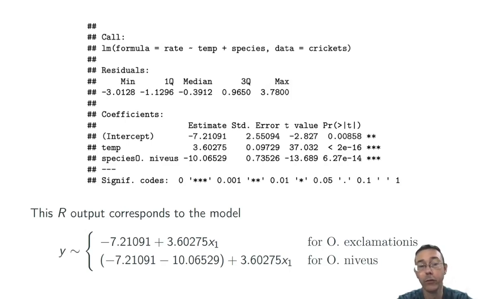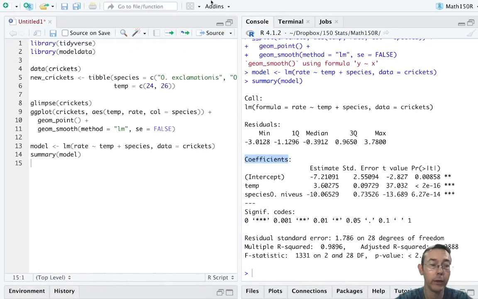So overall, we have this model. For O. exclamationis crickets, negative 7.21091 plus 3.60275 x1, that is, times temperature. And for O. niveus crickets, it's going to be exactly the same, except the intercept is now shifted down by 10.06529. Okay, so let's swap back to R and actually add these regression lines for these two different groups in manually using the geom_abline command.